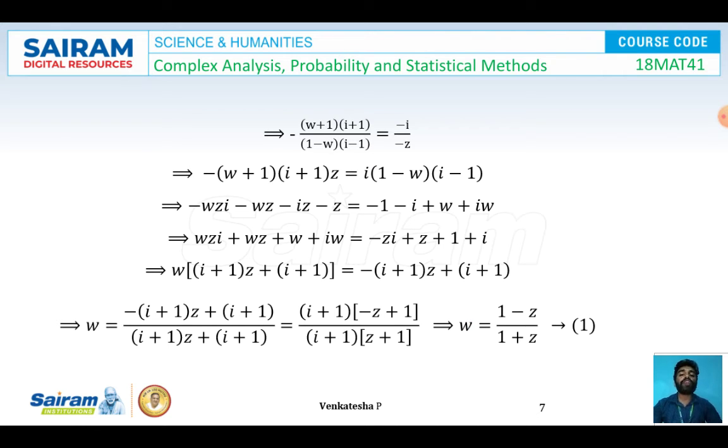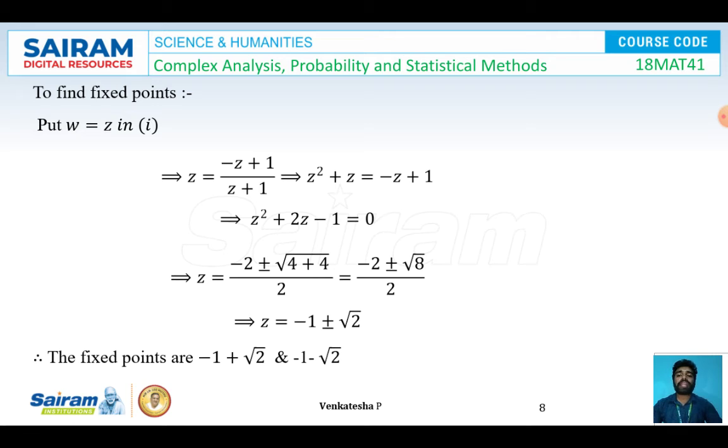So now to find the fixed points, I am going to replace w with z in this equation. So I'll get the equation like z is equal to (minus z plus 1) by (z plus 1). I am shifting this z plus 1 to the LHS. I got the equation like z square plus z is equal to minus z plus 1. Taking this 1 to the LHS, I got z square plus 2z minus 1 is equal to 0.